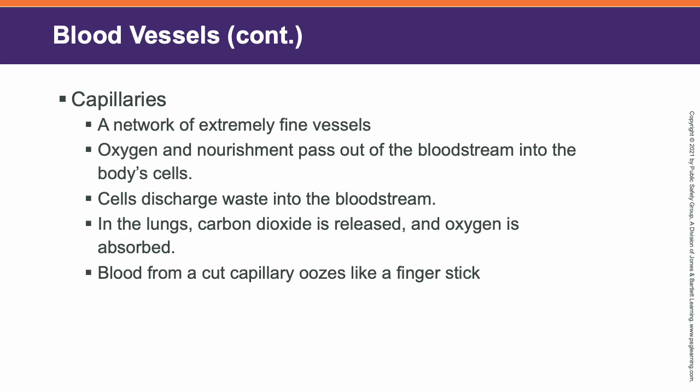Anytime a capillary gets cut, it oozes. It does not come out fast. It's kind of a mix between a red and more of a bluish purple color. But a finger stick is an example of a capillary cut, right? It comes out pretty slow. Most of the time you have to push on it a little bit to get a lot of blood to come out. That's what capillary bleeding looks like.